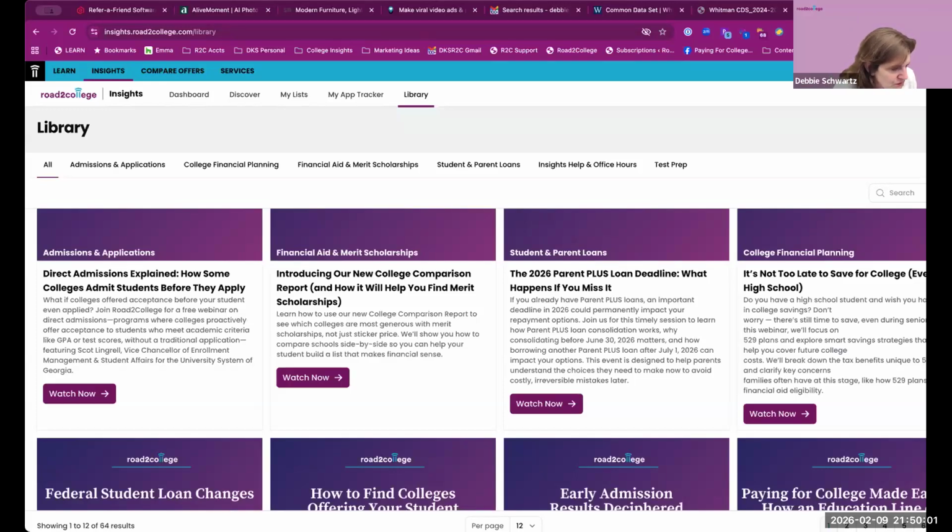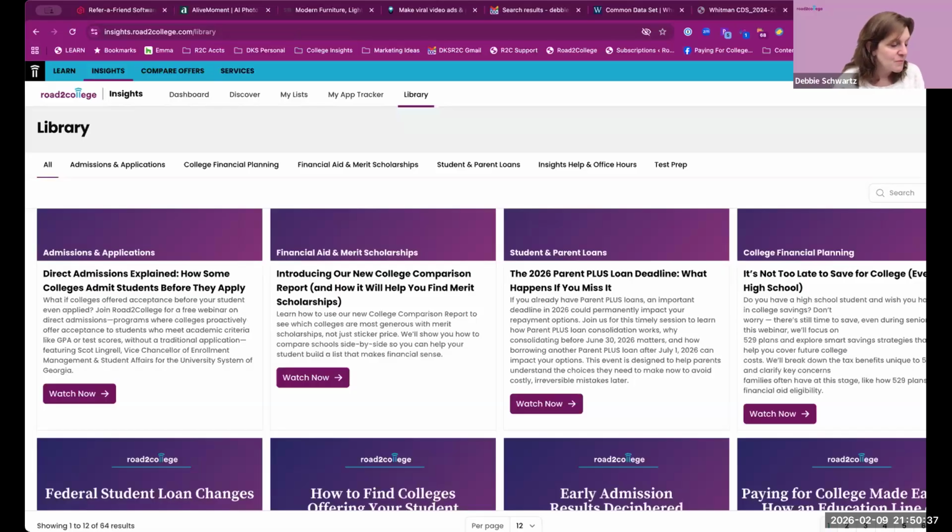Does early action or early decision affect the amount of merit and or financial aid students are offered? So for early decision or early action, I would say need-based aid, it doesn't impact the amount of need-based aid a college is going to offer. It could impact the amount of merit scholarships a college offers. And I have to say, it's not a black or white answer.